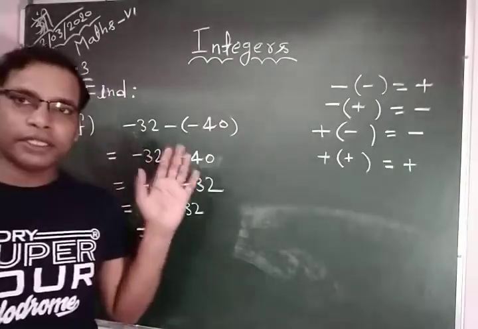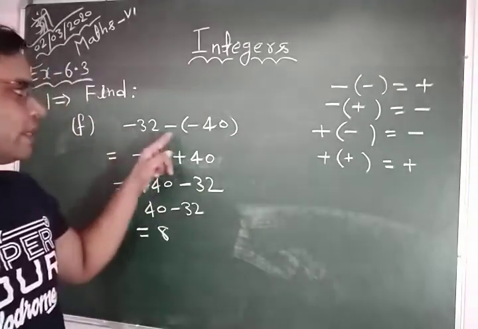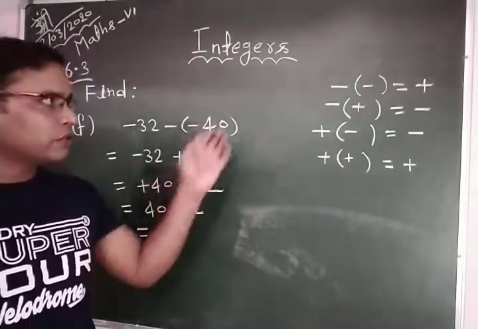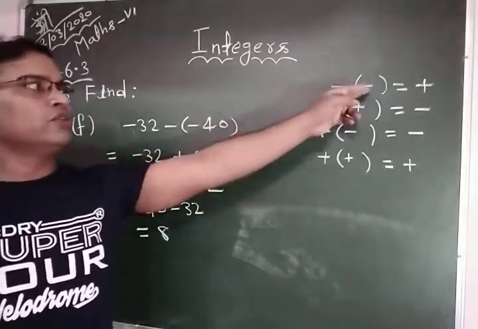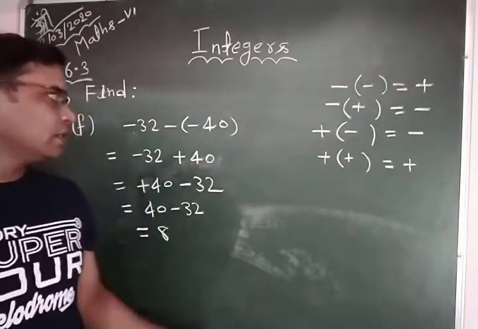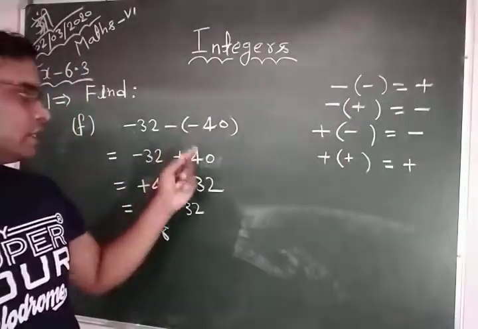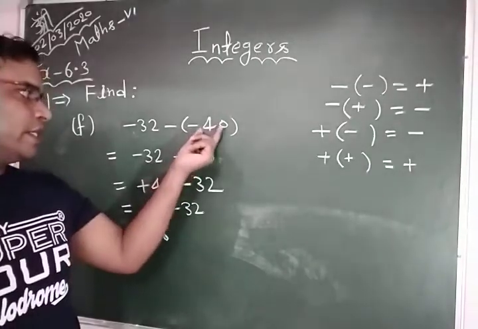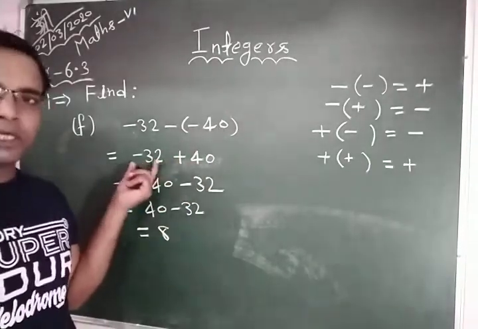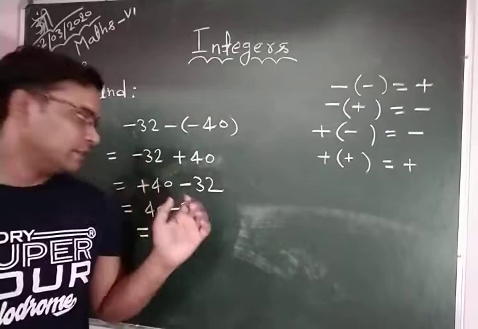You can solve it in a very easy way. 32 minus 40. So you can see the minus into minus, this is equal to plus. So here minus into minus, this is equal to plus. So we write here 40 as it is, and here minus 32 as it is.